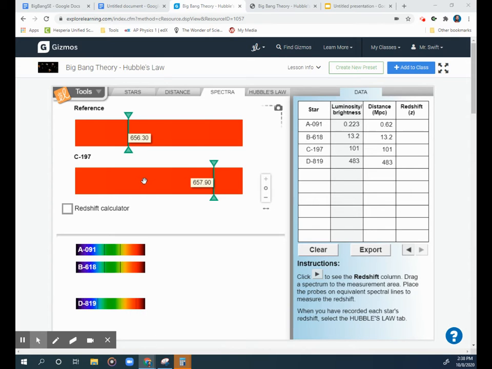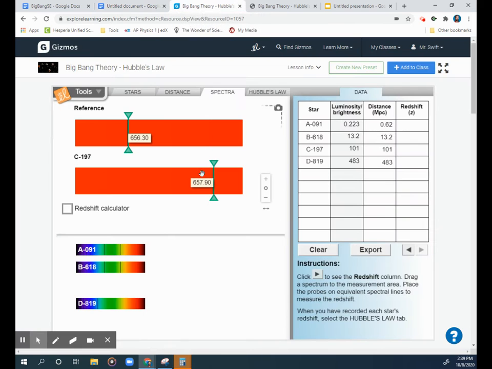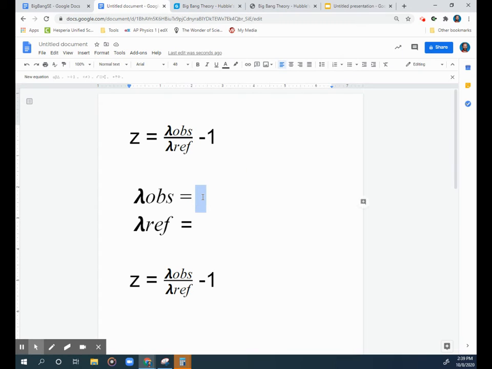So let's plug these in. The star's wavelength is 657.90. So I'm going to go over here, and the star is going to be this upside down Y, which is the Greek letter lambda. I already forgot what the number was, so I'm going to go back. It's 657.90. So 657.90 is for the star. This is the observed wavelength that the star actually has.